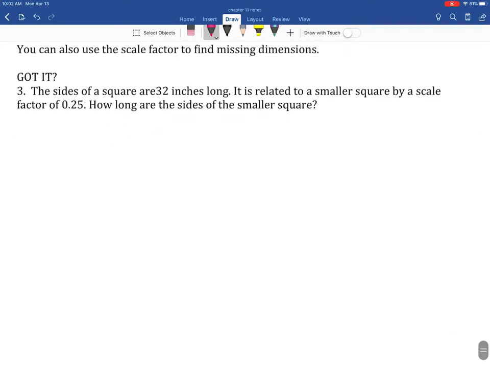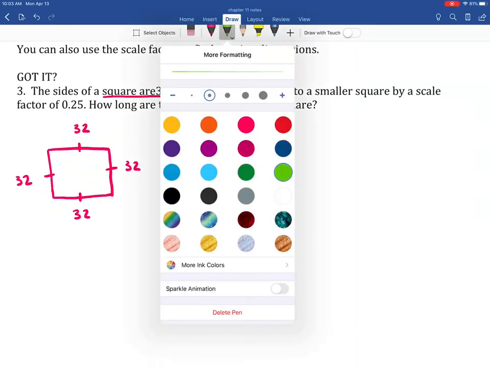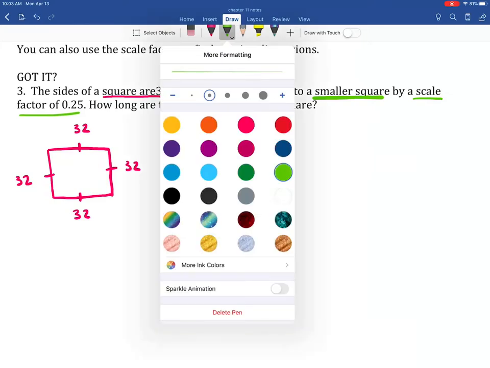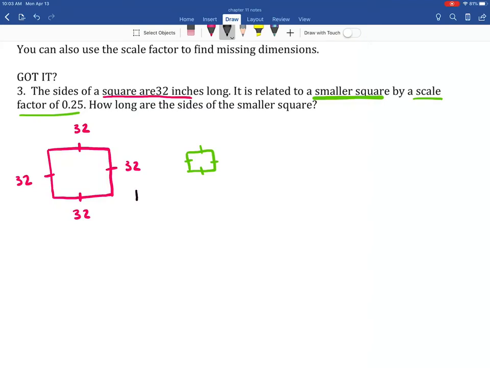You can also use the scale factor to find a missing dimension. The sides of a square are 32 inches long. So I'm going to draw out my square first. Special thing about a square is all the sides are the same. Put those congruent marks on, so all of the sides are 32 inches. It is related to a smaller square by a scale factor of 0.25. So we have a smaller square, and it's related by this scale factor.